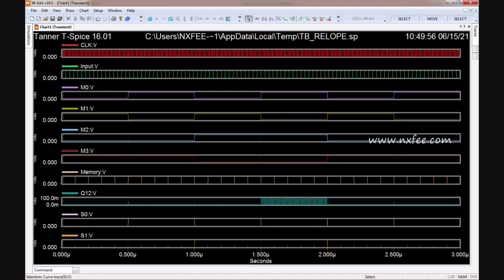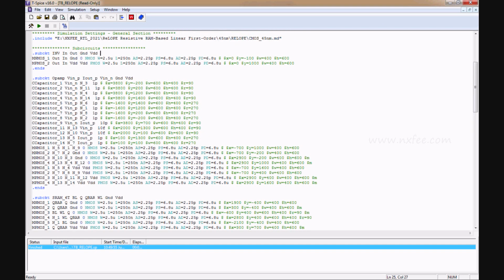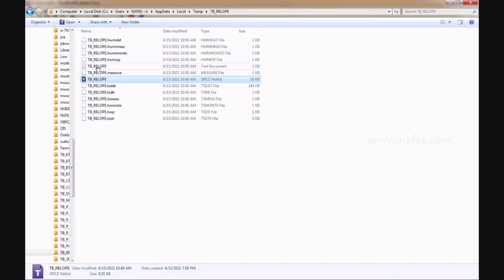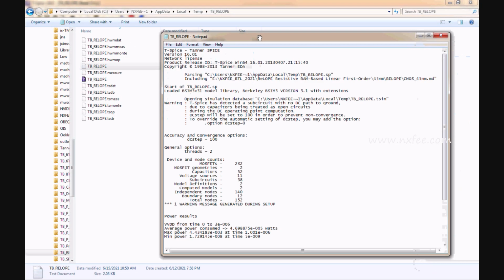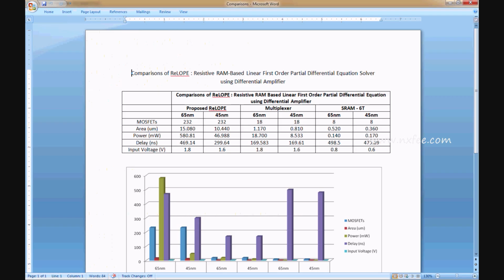This is the netlist coding for the Reloop method, and you can also check the area and power consumption for this Reloop method. Here the MOSFET count is 232, the power is 4.6988e-5 watts, and the delay is 299.642 nanoseconds.